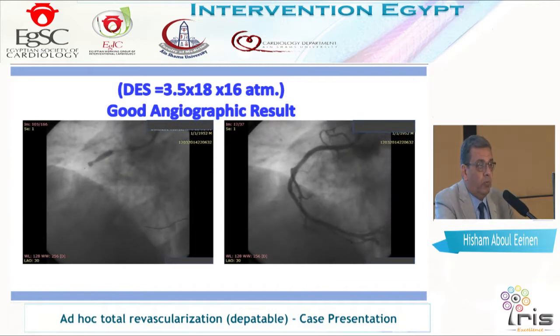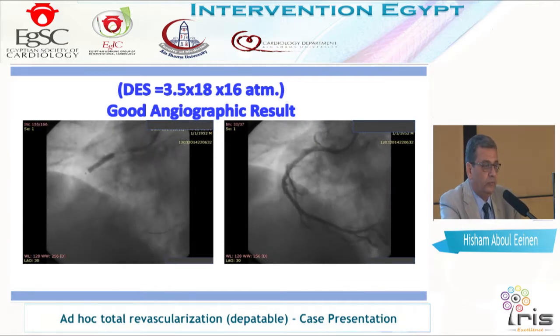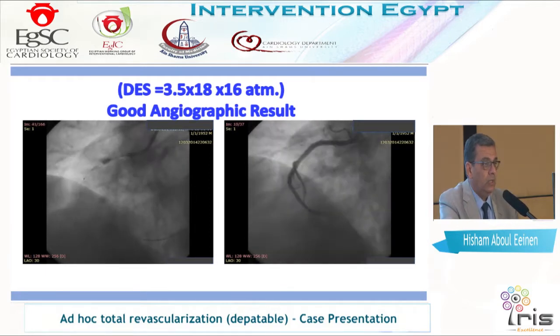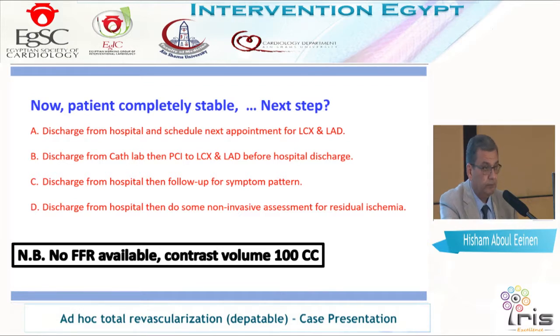Okay. We had TIMI 3 flow in the RCA with a good flow. So at this point, we were considering the following options: discharge from hospital and schedule the next appointment for LCX and LAD; discharge from cath lab, then PCI to LCX and LAD before hospital discharge; discharge from hospital, then follow up for symptom pattern as per guidelines; or discharge from hospital, then do some non-invasive assessment for residual ischemia, considering that we don't have FFR to evaluate the functional significance of the other lesions, although they looked significant by eyeballing, and we used only a contrast volume of 100 cc.